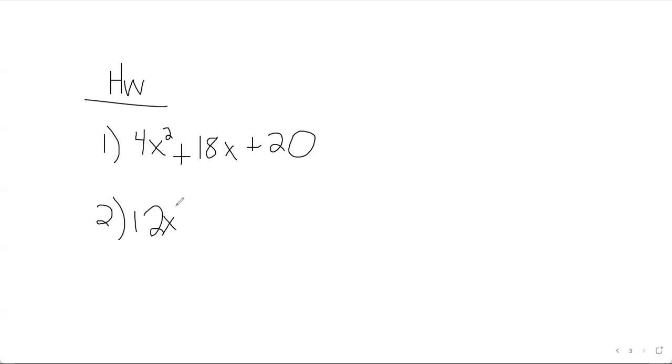Okay, so here's number 1. It is going to be 4x squared plus 18x plus 20. And then number 2 is going to be 12x squared minus 5x minus 2. All right, good luck on these.